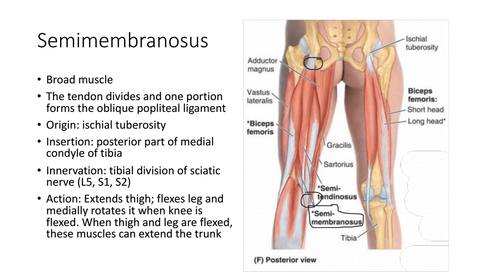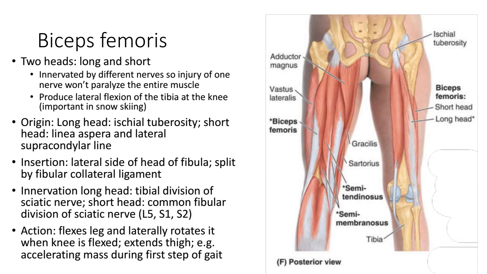The action is to extend the thigh, to flex the leg and medially rotate it when the knee is flexed. And when the thigh and leg are flexed, the muscles can extend the trunk. The biceps femoris is the lateral part of the hamstrings. It has two heads, a long head and a short head. They are innervated by different nerves, so injury of one nerve won't paralyze the entire muscle.